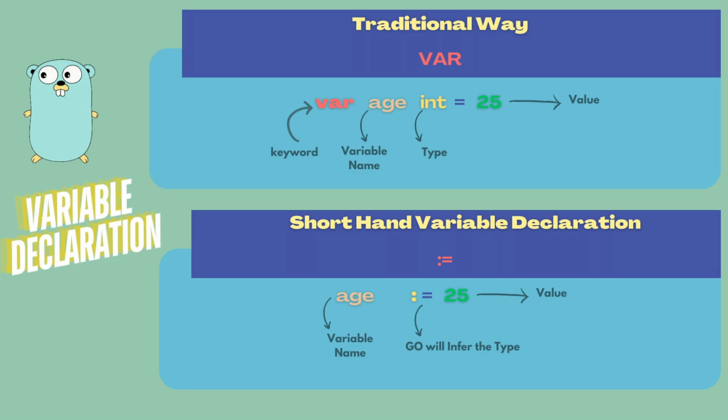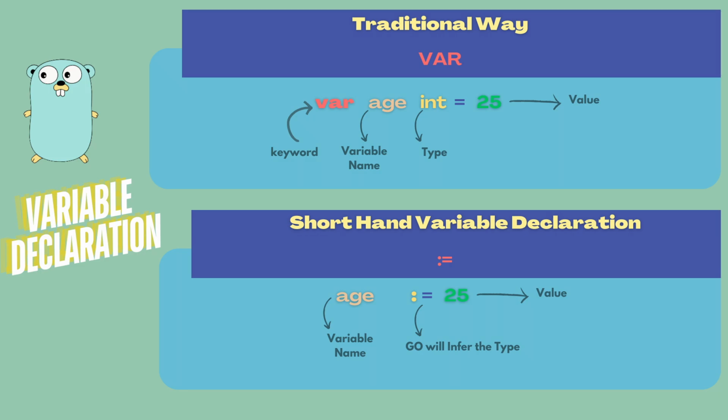Variables. First things first, let's talk about variables. In Go, variables are used to store data, like numbers or strings, that you can use later in your code. There are two ways to declare your variable. One is the traditional way and the other is the shorthand variable declaration. In the traditional way, you have the keyword var, then the variable name followed by the type and then the value. In shorthand variable declaration, you mention the variable name, then the syntax is colon equals, then the value. Go will infer the type. You can also declare a variable without initializing its value.